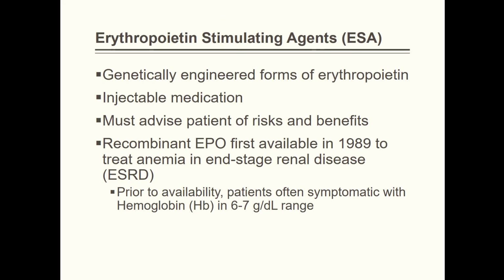There are several erythropoiesis stimulating agents available in the United States. The most commonly used is the recombinant erythropoietin. It's an injectable medication used since the late 80s. ESAs may potentially benefit patients, including reducing the need for transfusion. However, there is risk associated with their use, and it's required that all patients receiving ESAs be advised of the risks.